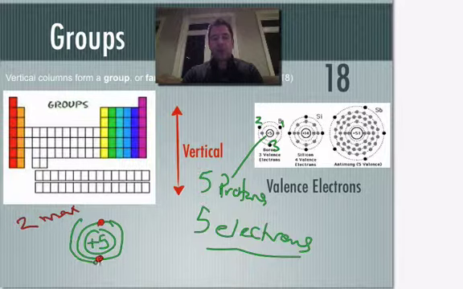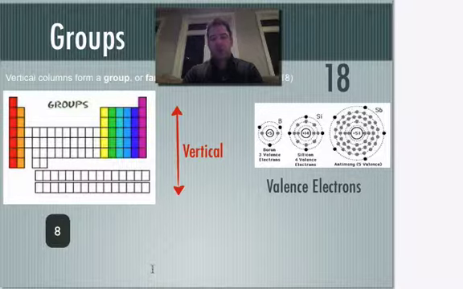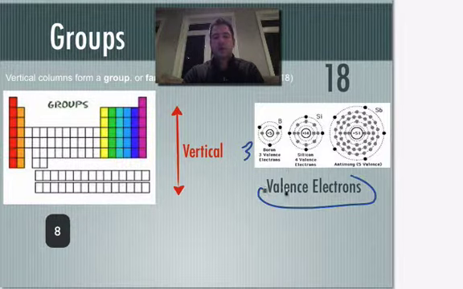So I draw my second shell because I need 5 electrons and I only have 2. So how many do I have left? Well, I have 3 left. So now those go on the second shell, which can have a max of 8. If we take a look at the 8 colored rows, those 8 rows from left to right, we can just quickly look and say how many valence electrons, or electrons in the outermost row. So if we take a look at right here, there are 3 valence electrons.